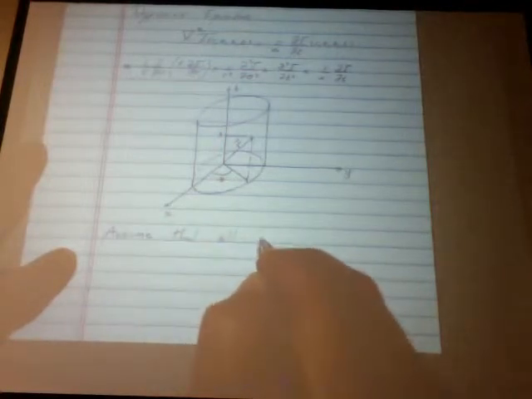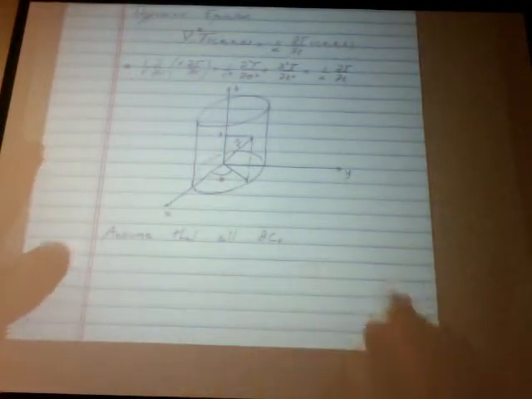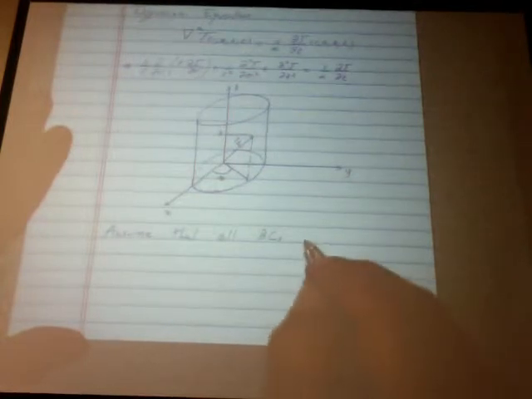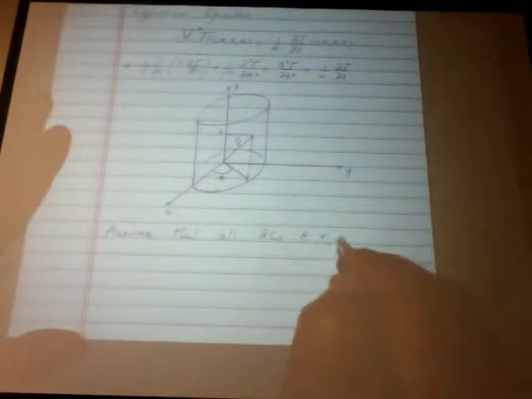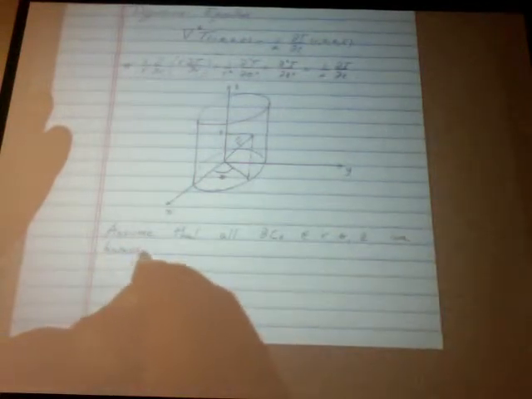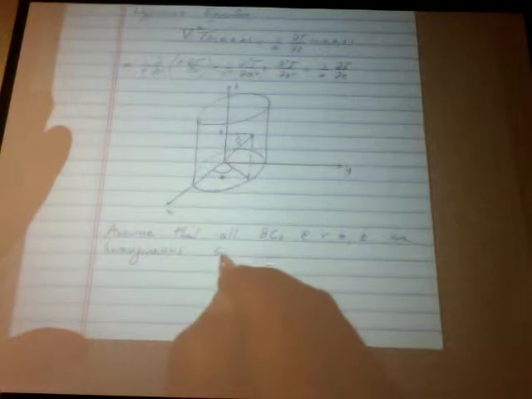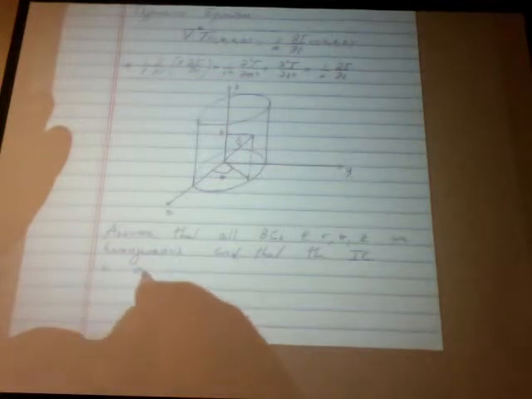Now, in terms of separation of variables, assume that all boundary conditions at r, theta, and z are homogeneous, and that the initial condition is non-homogeneous.